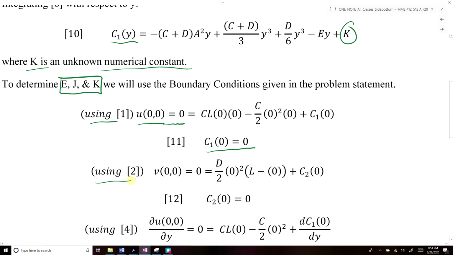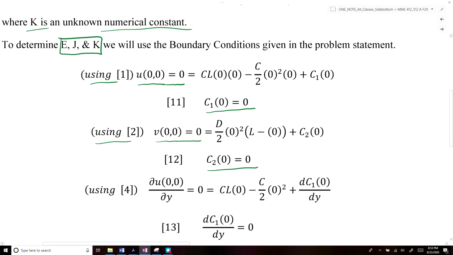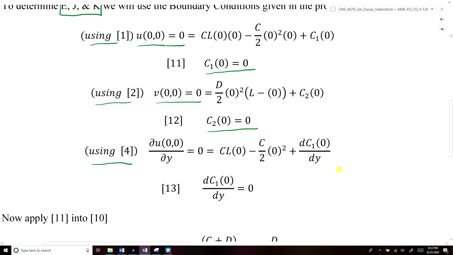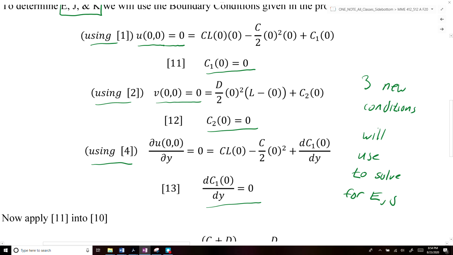Using equation 2 and our boundary condition here, we found that C2 of 0 is equal to 0. And then using equation 4, you can know that dC1 of 0 over dy is equal to 0. Okay, so these are our three new conditions that we'll use to solve for E, J, and K, all right, which are unknown constants.